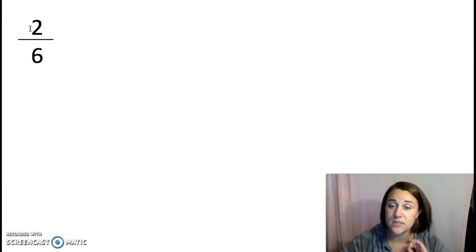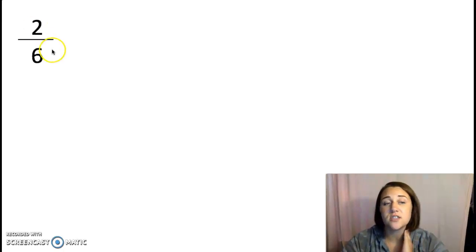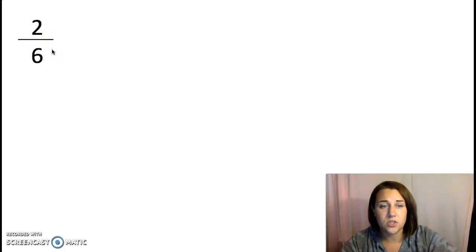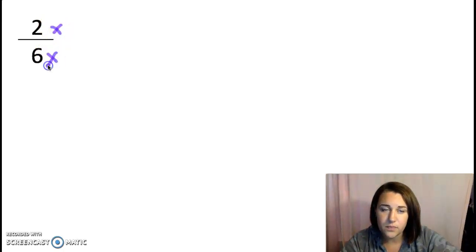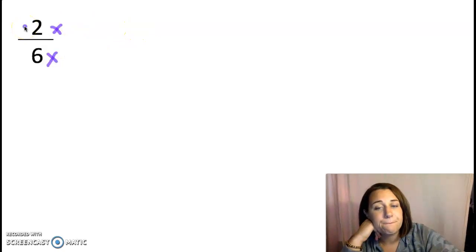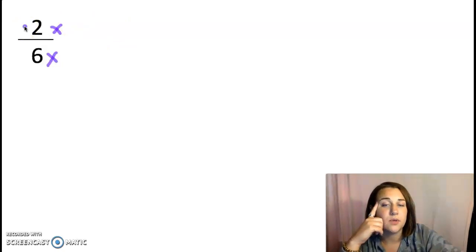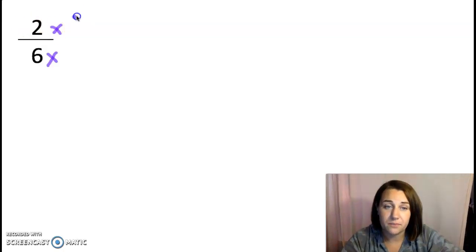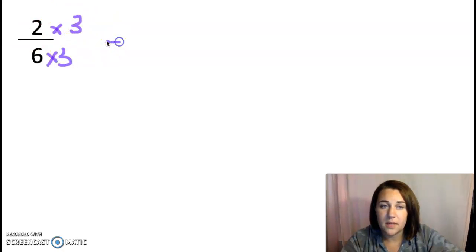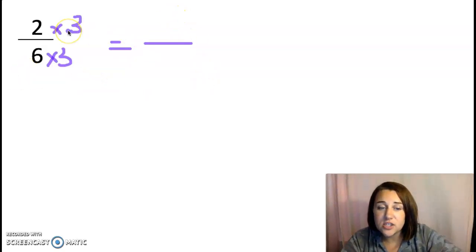Now we have 2/6, and now we have to find the equivalent fraction for 2/6. So right away I'm going to put my multiplication symbols, one up top, one down below. And now I'm going to decide if I want to multiply by a number. We just did 2, so let's do 3. Remember, whatever I do to the top, I have to do to the bottom. I'm going to put my equal sign and my fraction sign. So now I can actually do my multiplication. So 2 times 3. I'm going to skip count by 3 on my 2. So 3, 6.